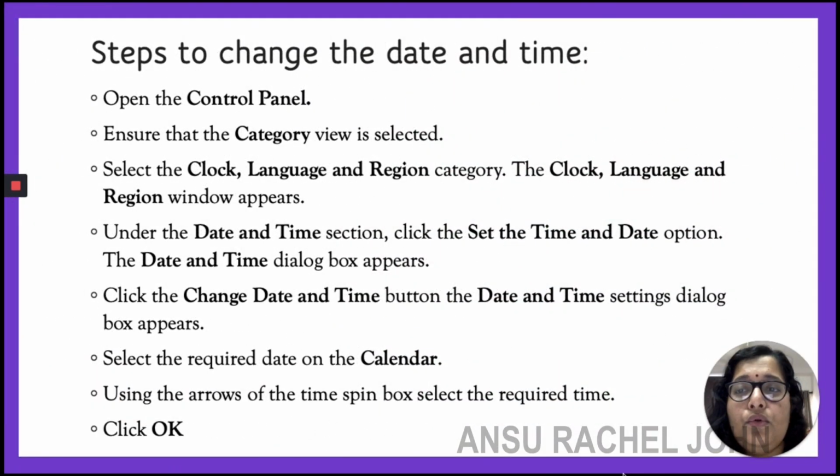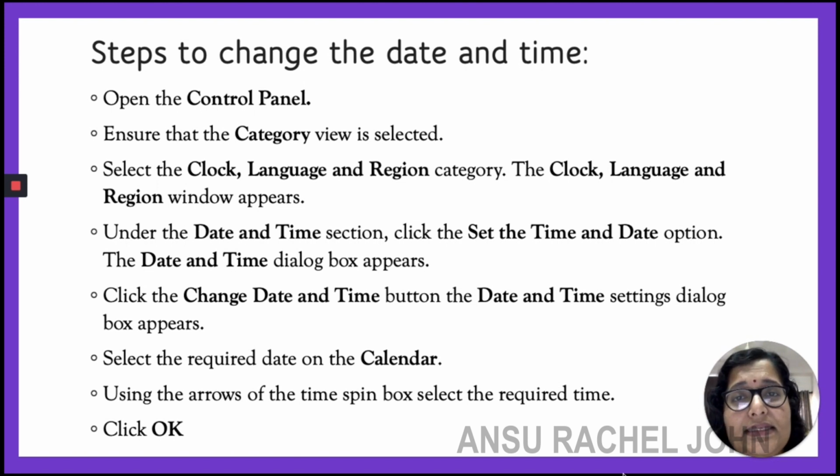Now we need to go through the steps to change the date and time. Open the control panel. That is the first step. In that, you have to check whether the control panel is in the category view, not the large icon or small icon view. It should be in the category view. Select the clock, language and region category. The clock, language and region window appears.